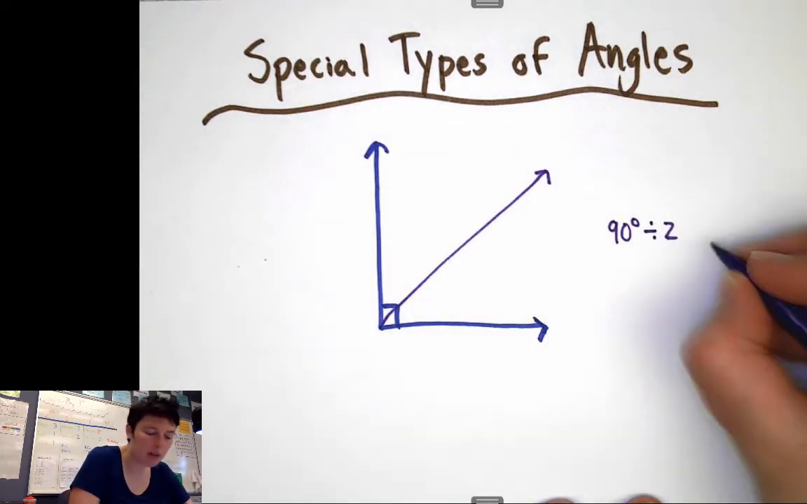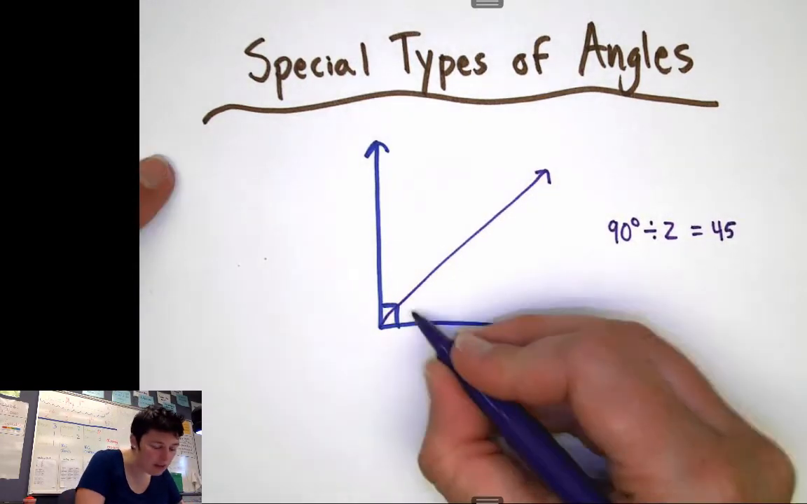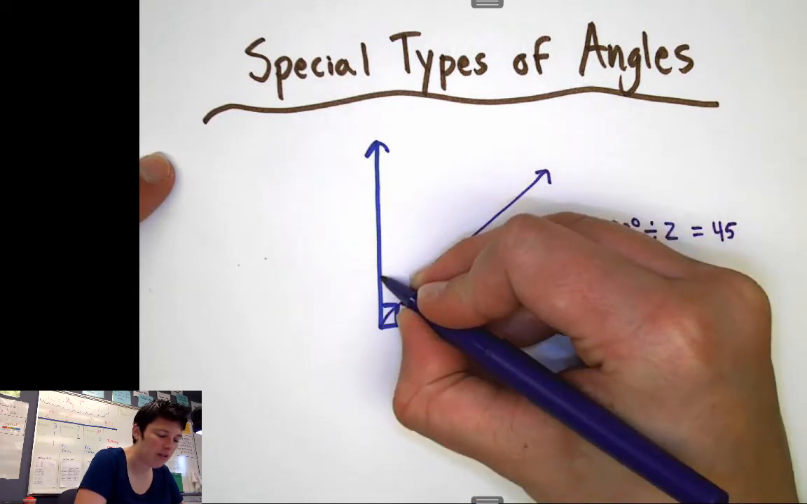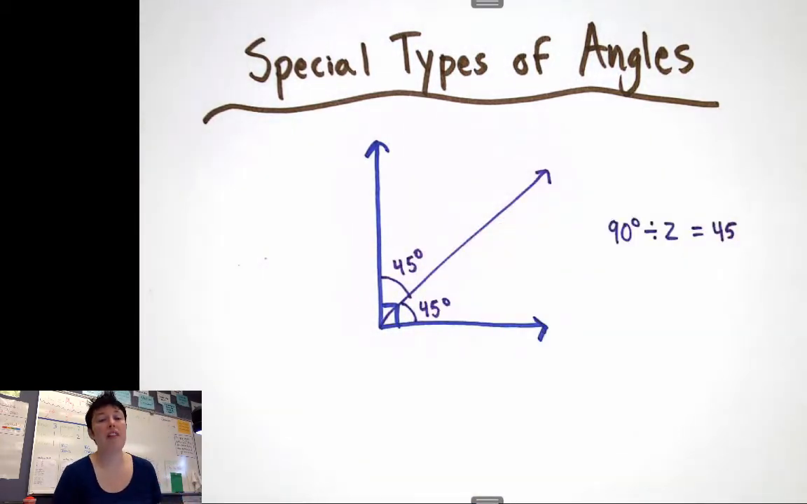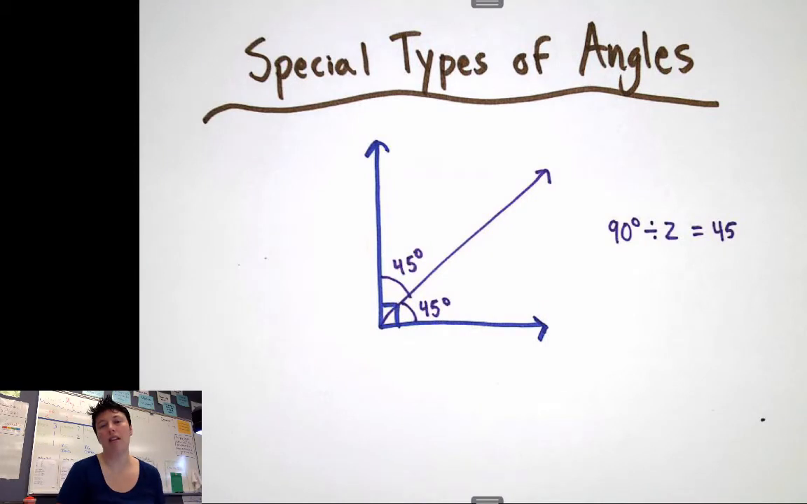Well, 90 divided by 2 is 45. So that means the little angle that gets formed here must be 45 degrees, and the little angle that forms here must be 45 degrees. And 45 and 45 make 90. We have a name for this. When you have two angles that come together to make a 90, we call it complementary angles.